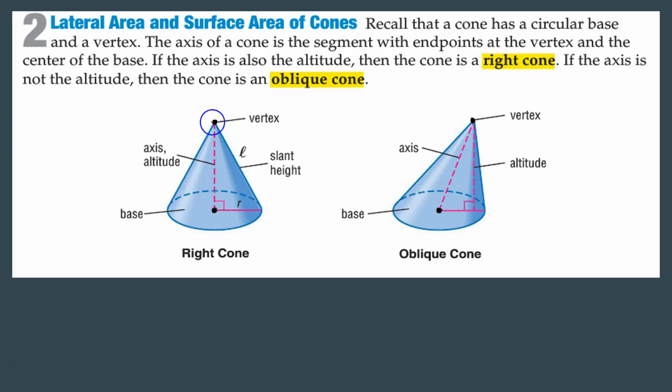So as you can see here, the vertex and the center of the base, they match up, they are perpendicular, that's at 90. Because of that, I know it's a right cone. So as you can see, this is a slant height, here's my altitude here, and the base is all this bottom here. And then we have our oblique cone, and this is saying if the axis is not the altitude, which in our case it is not, because if it was, it'd be over here. But the center is right here. So in this case, we know this one is an oblique cone.